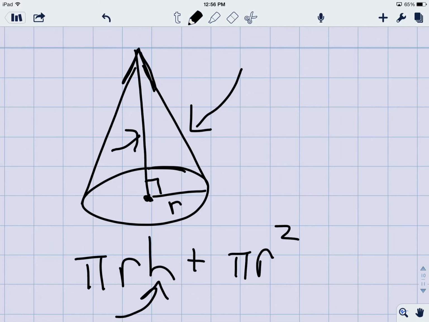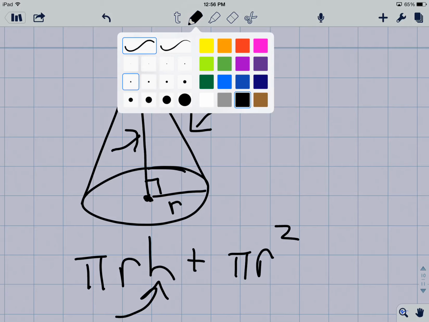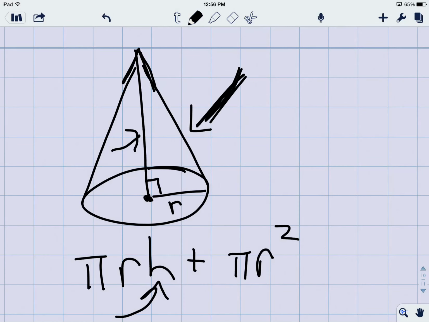Remember, when I talk about a height, it is always going to form a 90-degree angle. This one is different because it's not just a height anymore, is it? What is it? It's a slant height. Okay? So very important for us to remember that this guy right here, that's the one that we're looking for.